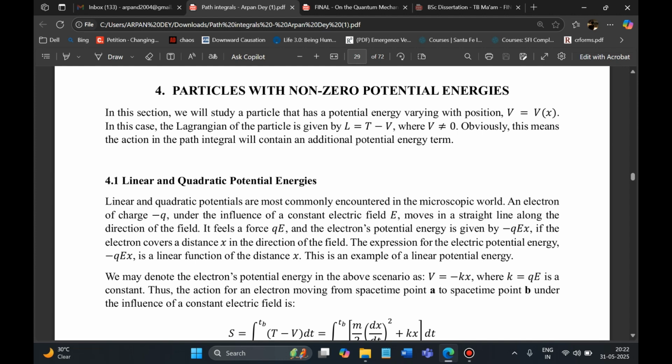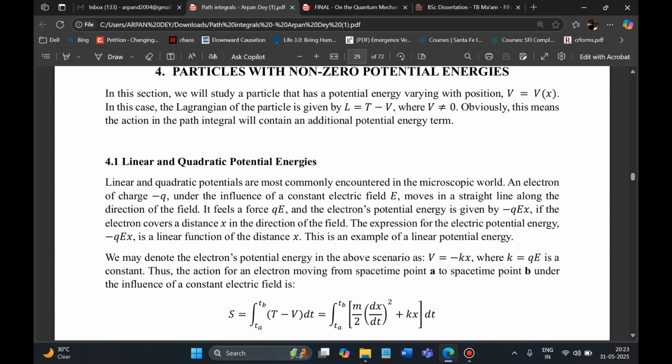Now this is very important: particles with non-zero potential energies. So now we'll be studying a particle that has a potential energy which varies with position. For simplicity, we are not considering a potential that also varies with time. We are considering a potential that only varies with position. The potential is different at different points in space, but there is no time variation; at a particular point in space, the potential remains the same over time.